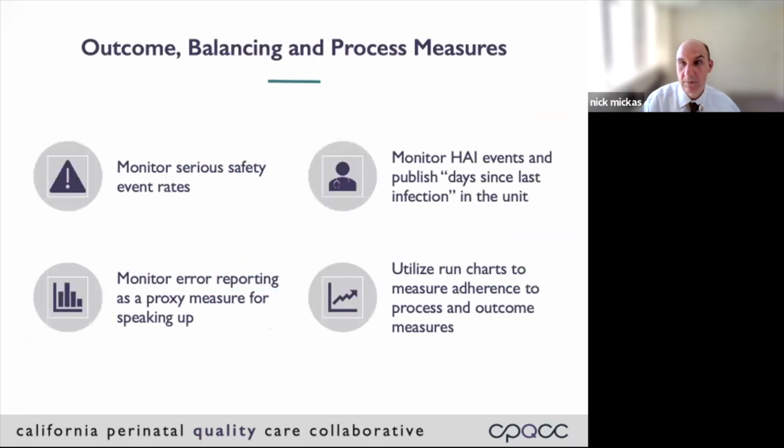So some outcome and process measures: monitoring serious safety event rates if you're of the HPI methodology, monitoring HAI events in published days since last infection. I think this is incredibly important, but at the same time, an ability to take action, where using something as simple as a run chart with a process measure can be very helpful.